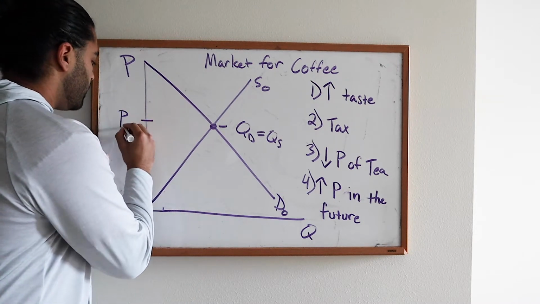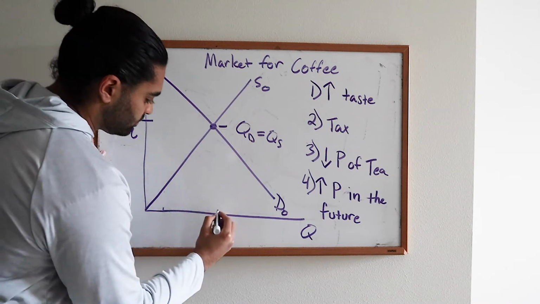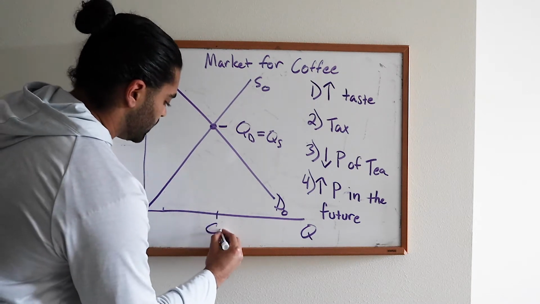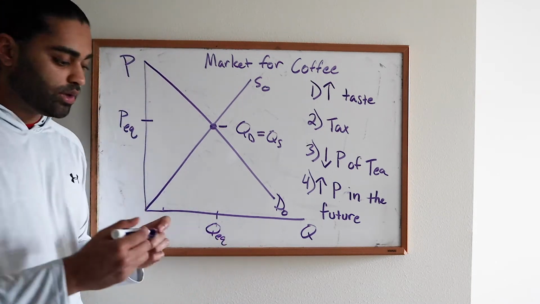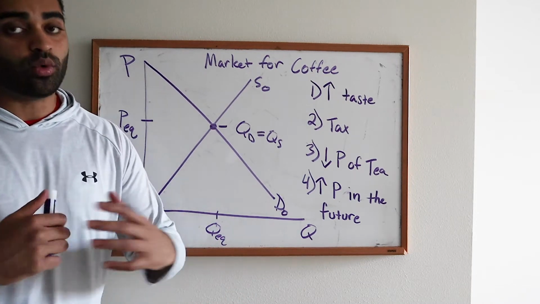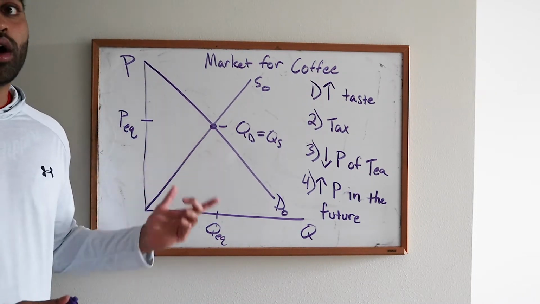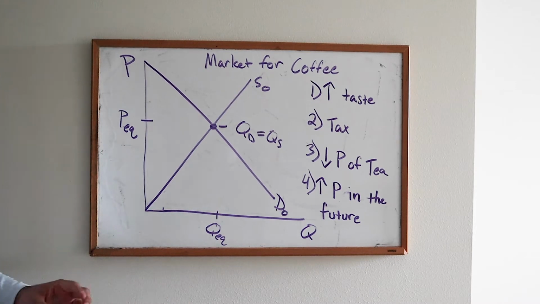So we're going to call this the equilibrium price. And then this is the equilibrium quantity. Again, equilibrium meaning both equal each other, there's no waste. This is the most efficient point on the graph. That will always be the case.